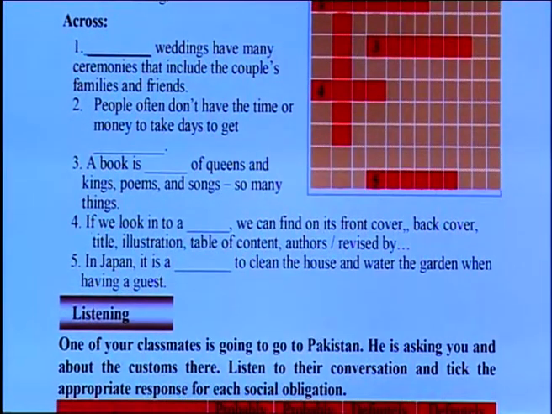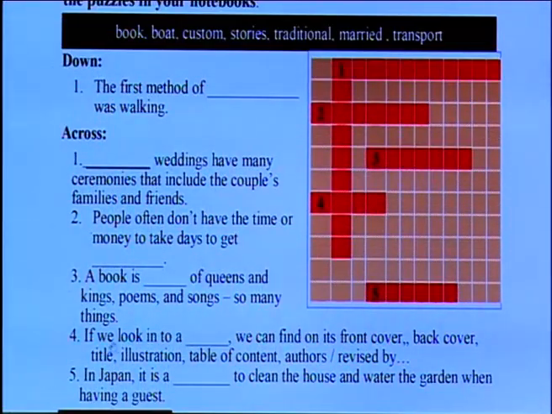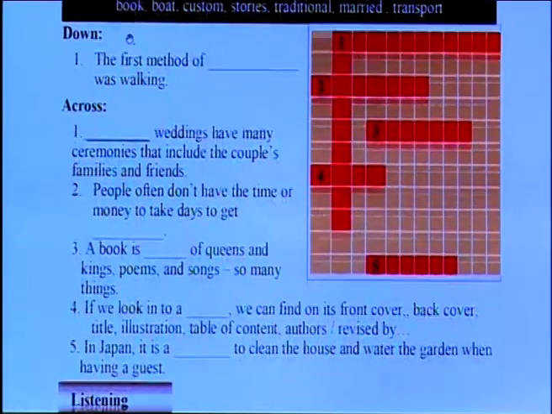Number 4. If we look inside, we can find on its front cover, back cover, title, illustration, table of contents, authors, revised by. What should I put here? Great. Book. I have to write down book here.